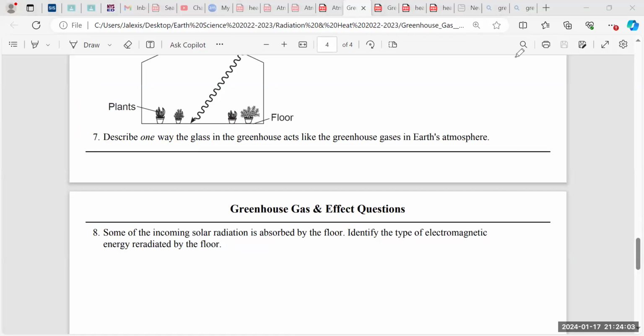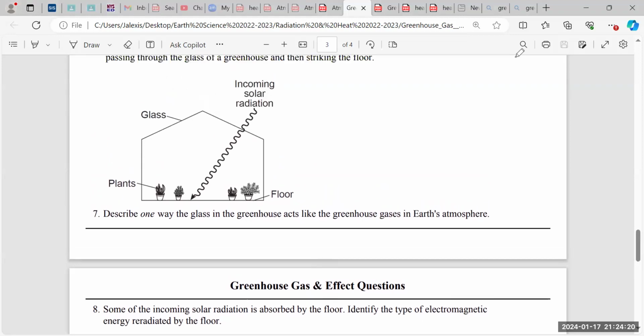Some of the incoming solar radiation is absorbed by the floor. Identify the type of electromagnetic energy re-radiated by the floor. So it's saying some of the incoming solar radiation is absorbed by the floor, and it asks to identify the type of electromagnetic energy re-radiated by the floor.